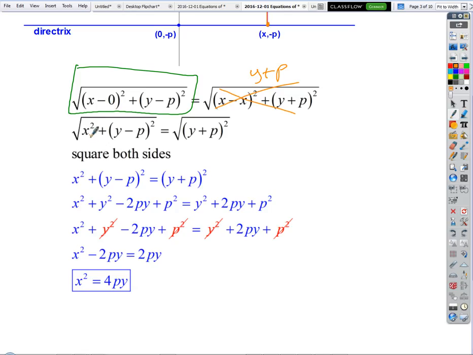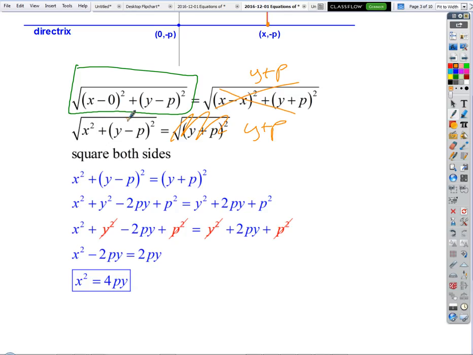Otherwise, it stays the same. On this side, we don't need to change anything. We can just leave this as y plus p if we want it. But now we want to get rid of the radical on this side. So what would I do to both sides to undo the radical? How do you square it?